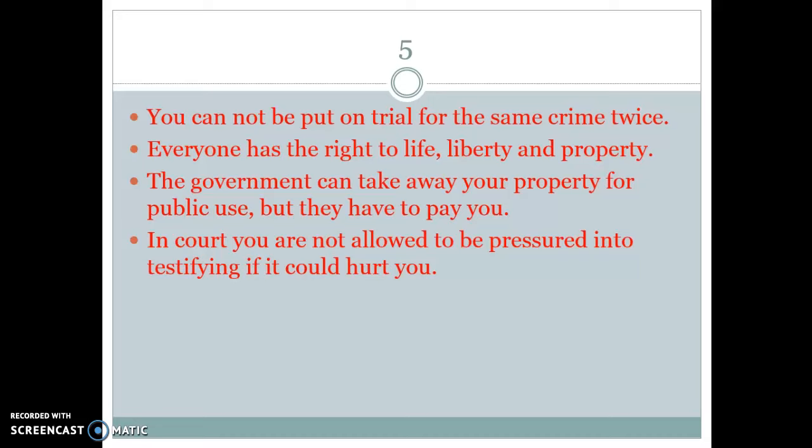The government can't take away your property unless it's for public use and they have to pay you. So if the government wants to build a road through your land, they can take it, but a road is an example of public use, and they have to pay you for it. They can't just seize your property and do whatever they'd like with it. And the last piece is another one that we're probably familiar with, I plead the fifth. In court, you're not allowed to be pressured into testifying if it could hurt you. So if you are forced to take a stand, or if you're forced to answer questions by the police, or even by your principal in some cases, you could say, I choose to take the Fifth Amendment, which means I choose not to say anything because I could possibly harm or incriminate myself.